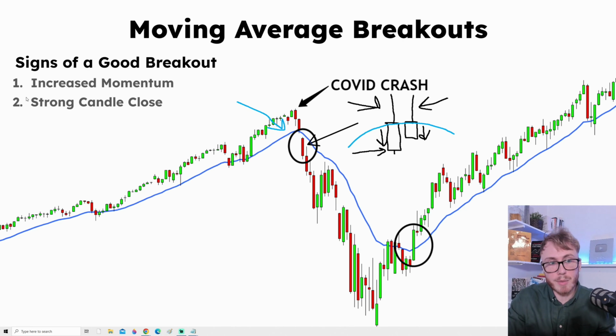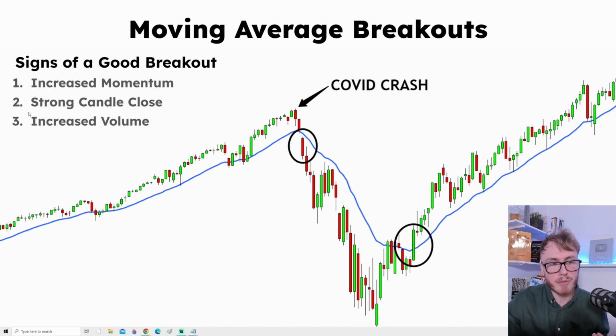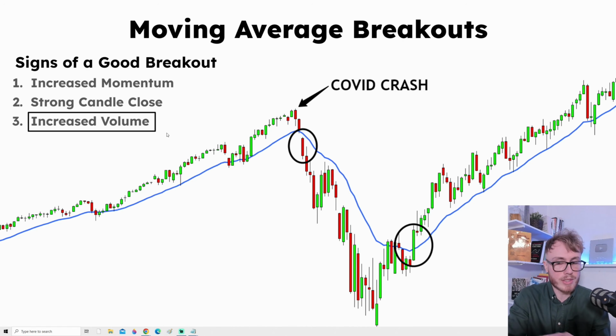And this is exactly what we mean when we talk about strong candle closes. We want the candle to close either far below or high above the moving average. The next sign we're looking out for here is increased volume. And in this example, we don't have a volume indicator currently on the chart.